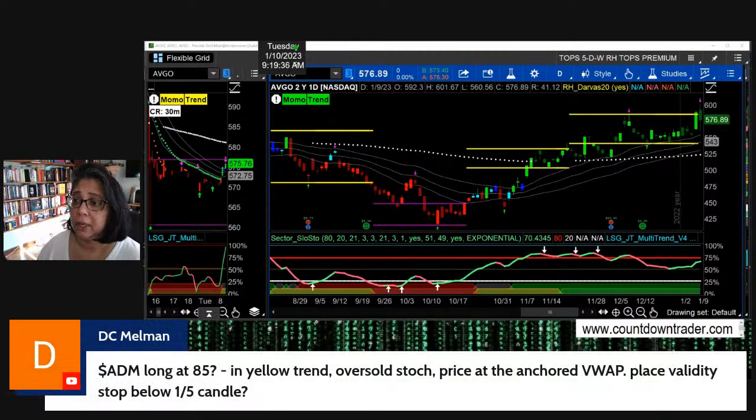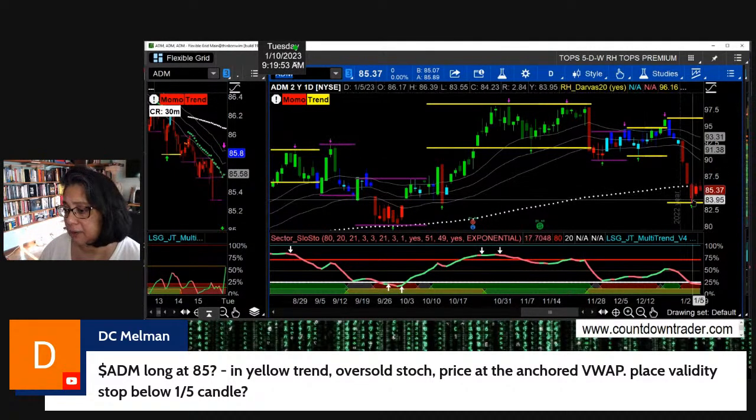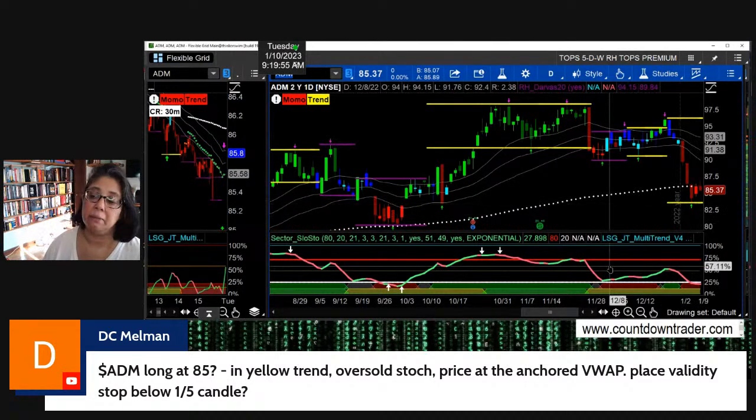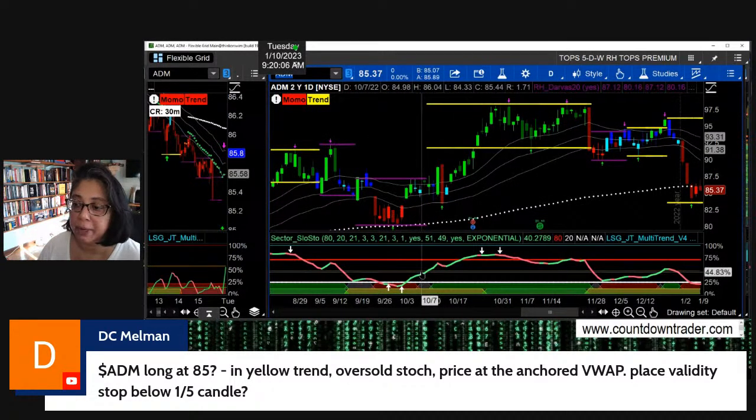But futures, yes. All right, next up, Archer Daniels Midland, long at 85. And a yellow trend, oversold stochastic. Price anchored VWAP. Place validity below the 1.5. Yeah, I like that. I wish that the 200, the white dots here, had done a more admirable job of holding price, but there's some good gravitational pull there. DC, good eye. I would be okay with that.